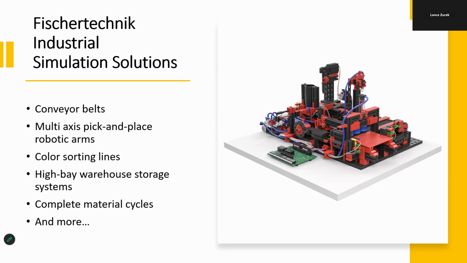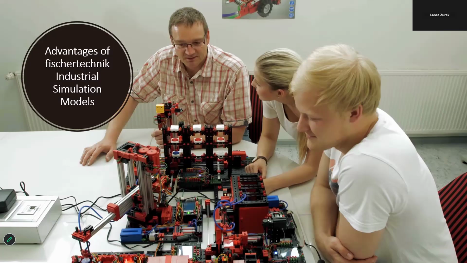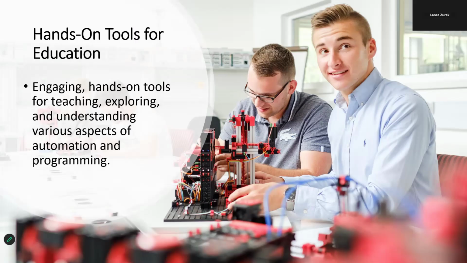So before we begin our overview of the new Agile Production Simulation model, I'm going to very briefly outline some of the advantages of using the fischertechnik system. First, fischertechnik simulation solutions allow educators to offer engaging hands-on tools for teaching, exploring, and understanding various aspects of automation and programming. Now, this could be for understanding how automated systems work, or to provide you with a tangible physical system to observe and work with in a programming or PLC-focused learning environment.